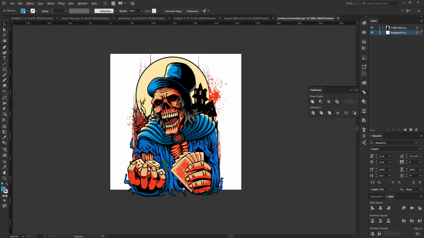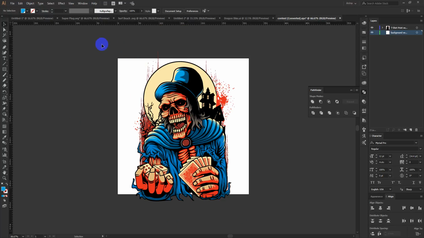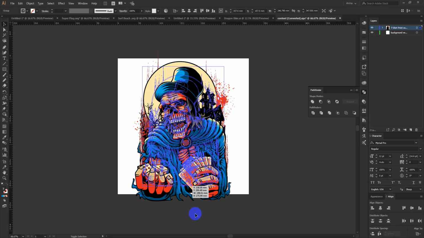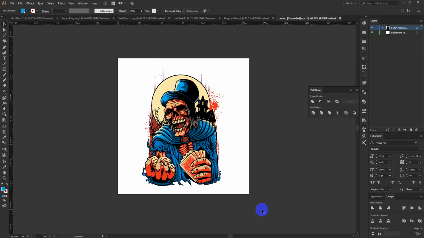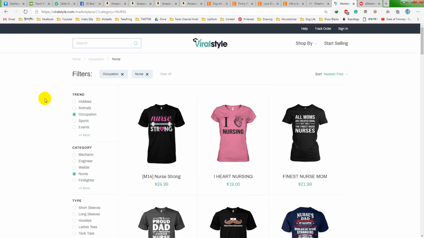But they are representing a Halloween theme here, like the dice here, cards here. If you like to play cards, go to a casino, I don't know if I should say this or not, then maybe you can relate with this. But these are the best designs, and they will still not sell if you cannot make them relevant to your buyers. So that is what I wanted to share here. You can see I am in viral style now. I chose this occupation and then nurse here.